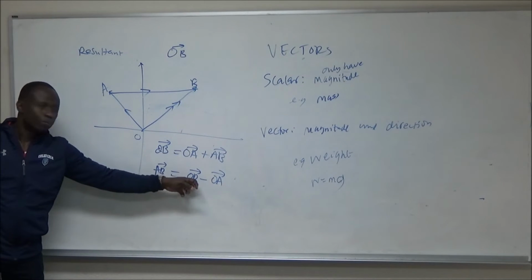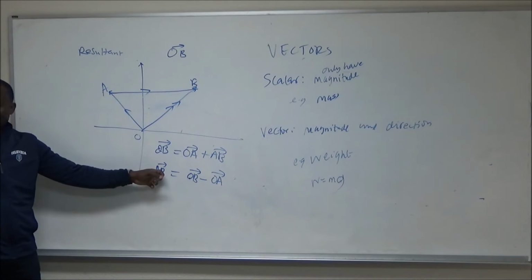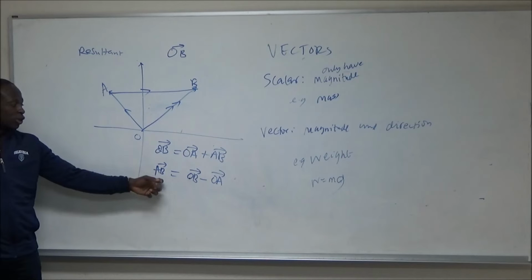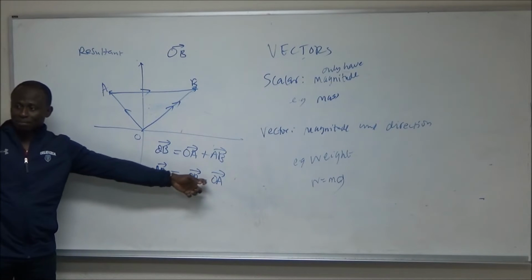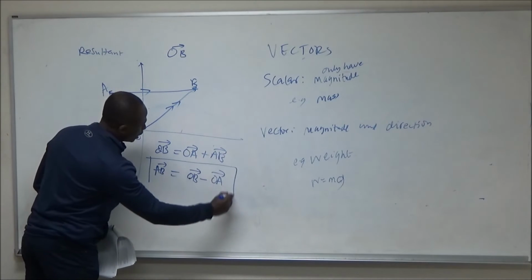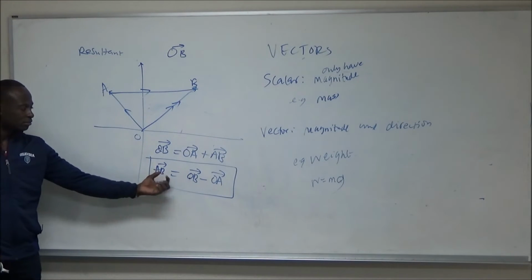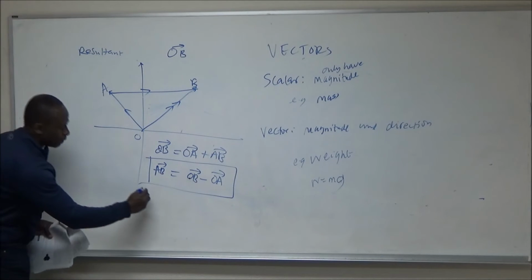AB is simply OB minus what? OA. And every time you see a vector written like this, it's going to be the second one minus the first one. So this is our first general rule, either in math or in physics. If you see a vector like that, a vector can also be written, by the way, like this.